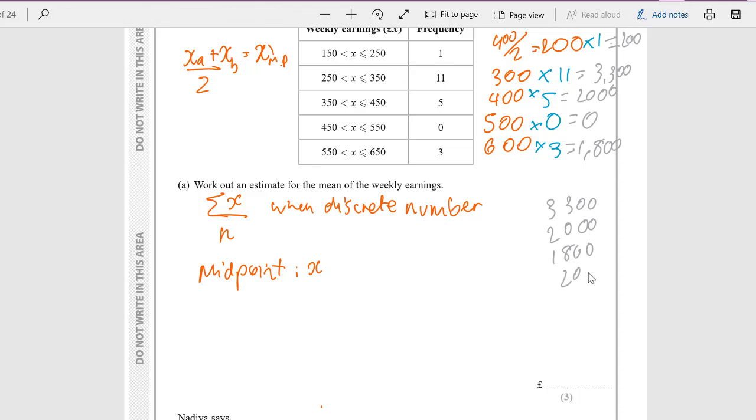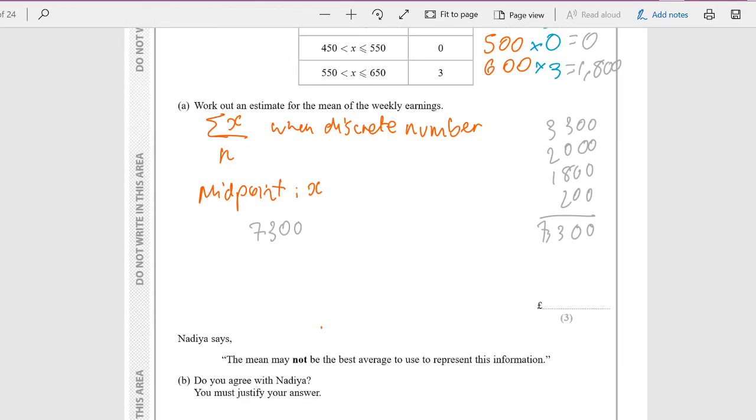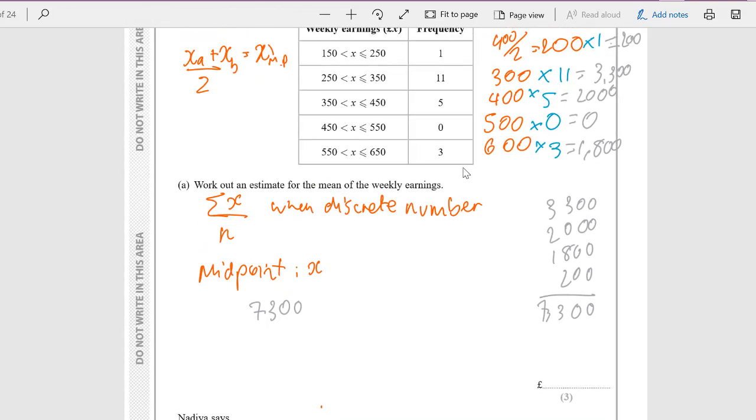And then 200, just use simple addition, 0, we have 0 here, and then here we'd get 3 and 7, so we've got 7,300. And then, well, what's the frequency that we have? So 1 plus 11 gives us 12, so let's do that. So 12, 17, and 20. So we have a frequency of 20.